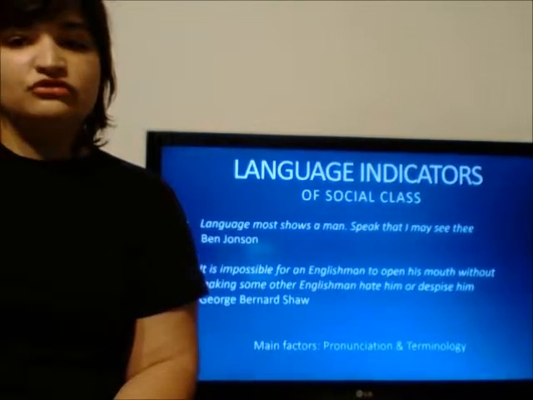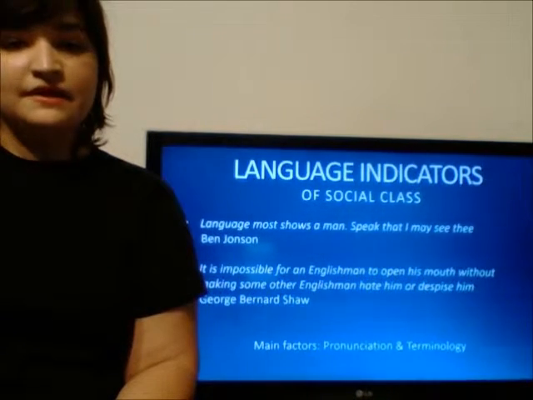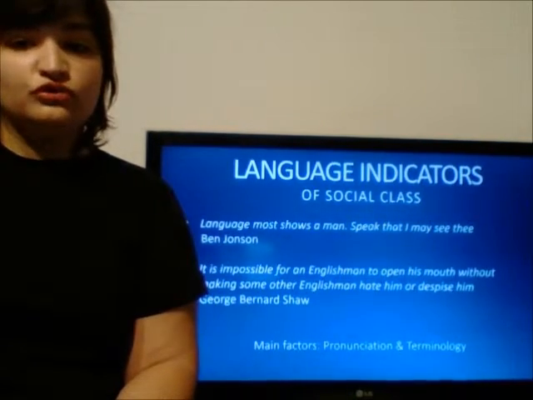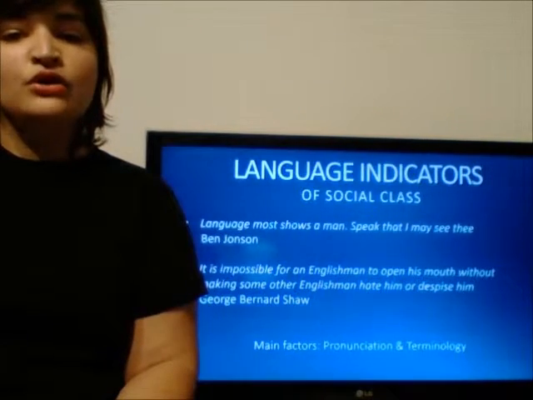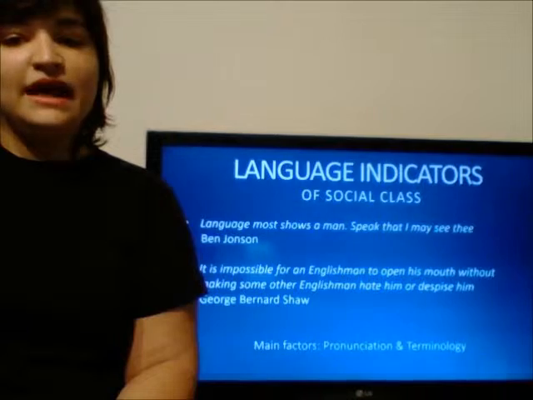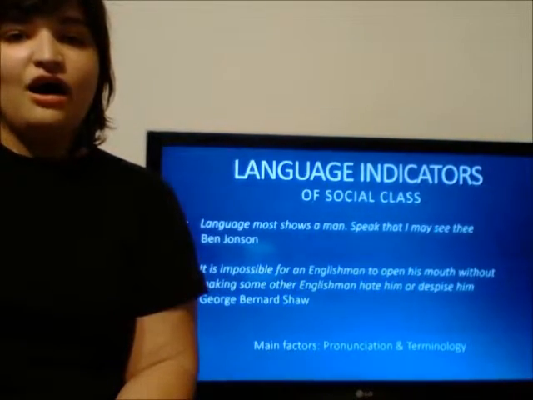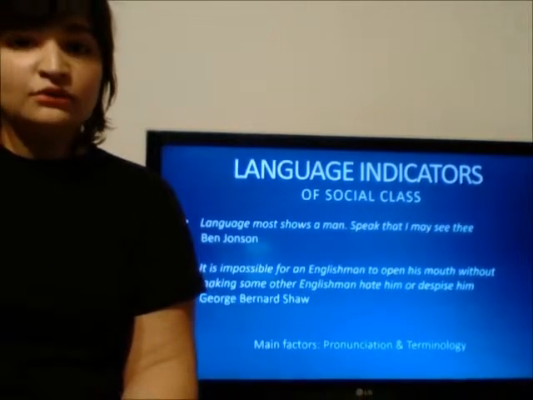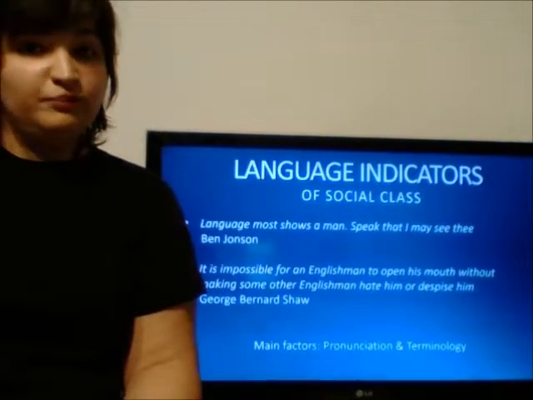I have a few quotes from the book by Kate Fox. The first one is from Ben Jonson: "Language most shows a man, speak that I may see thee." The next one is from George Bernard Shaw: "It is impossible for an Englishman to open his mouth without making some other Englishman hate him or despise him." This comes to show the importance of language and how people are perceived when they speak.